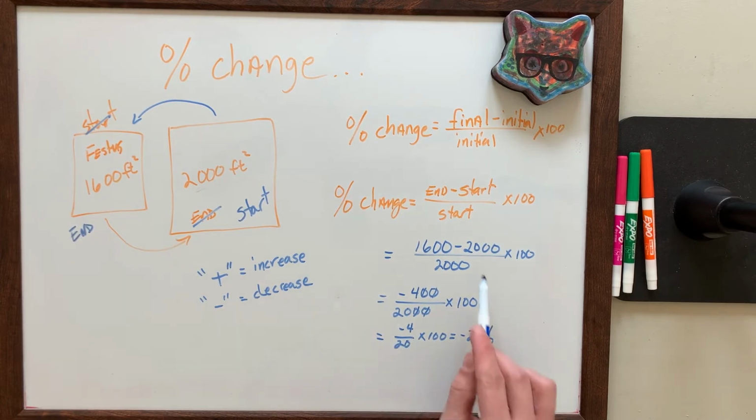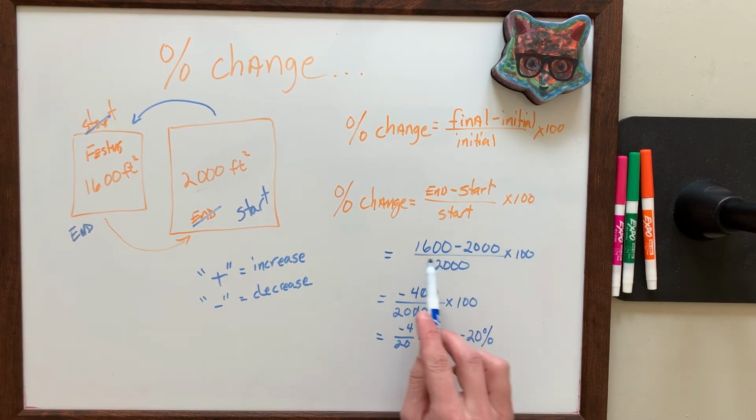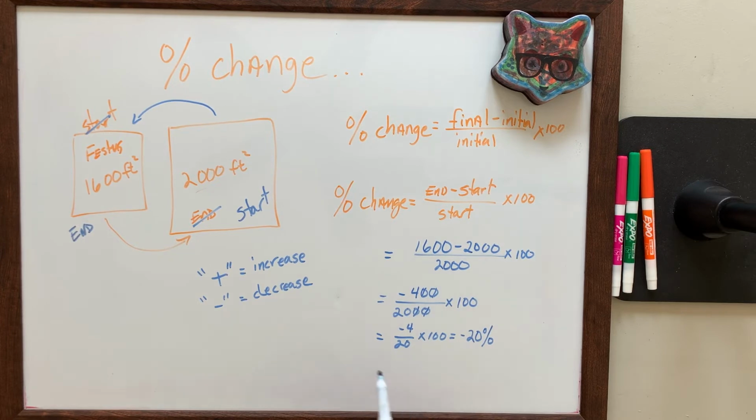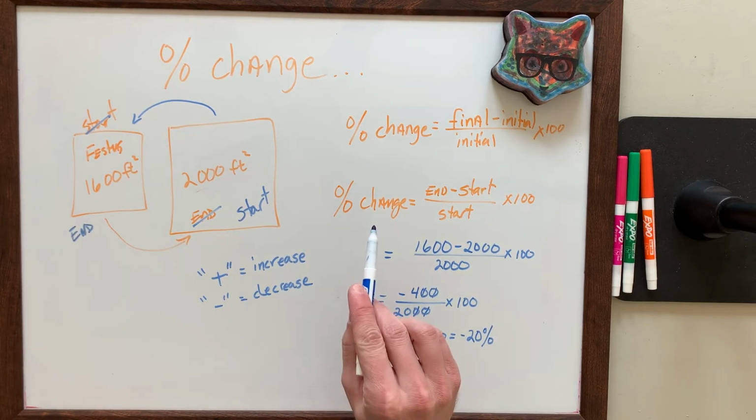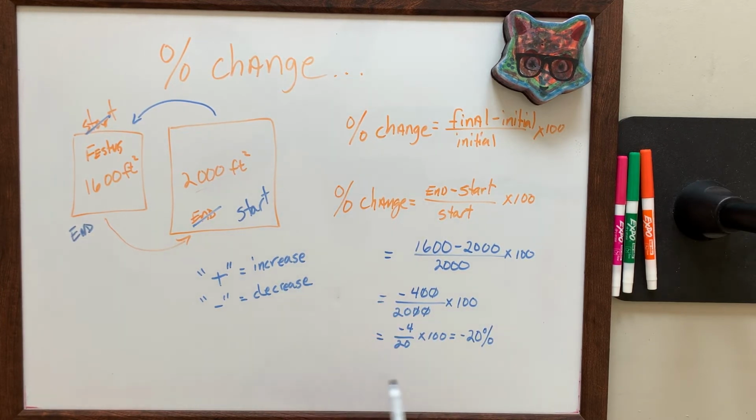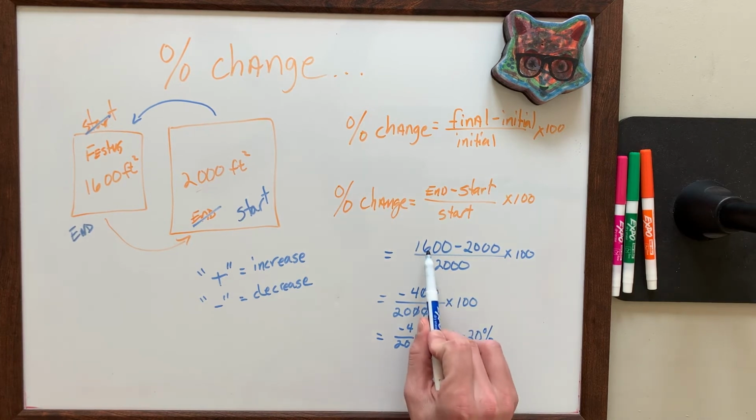So when you do this formula, whether you have a positive or a negative in the numerator tells you what direction. Am I getting bigger? Am I getting smaller? The other thing is that, didn't we use the same numbers, 1,600 and 2,000, and yet look at this. This is not 25% like before, it's 20%.